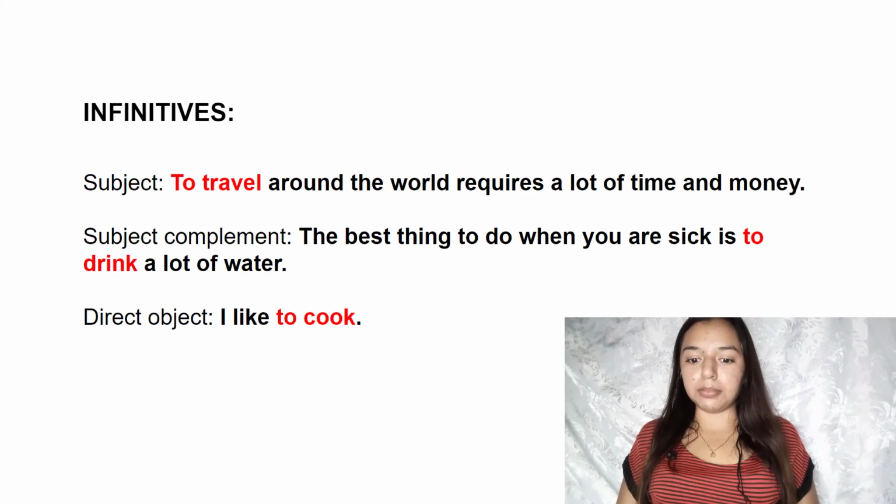And we have infinitives. Infinitives can be subject, subject complement, or direct object. We have one example of subject. To travel around the world requires a lot of time and money. The subject is to travel. The next example in subject complement is, the best thing to do when you are sick is to drink a lot of water. The subject complement is to drink. And we have the last example in direct object. I like to cook. The direct object is to cook.